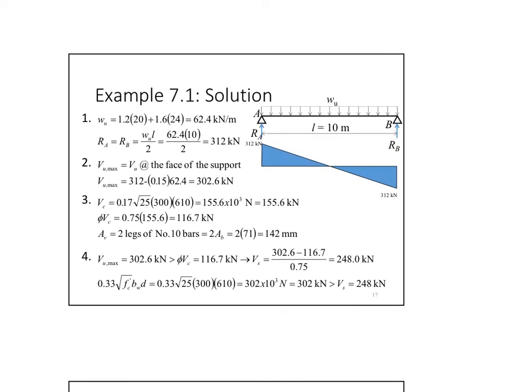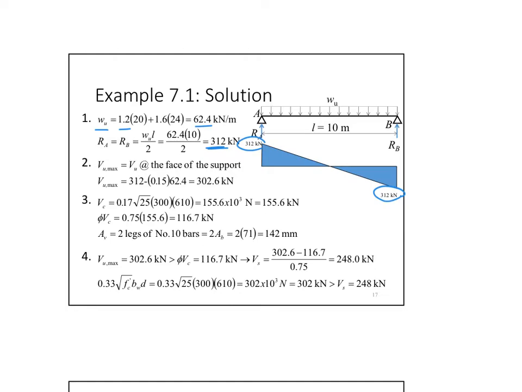Now, first step is to get the value of VU. I have to get WU, 1.2, 1.6, that gives 62. And then RA, that's the reaction in both directions, equals RB equals WL over 2 equals 312 kilonewtons. Now I want it at the face of the support.